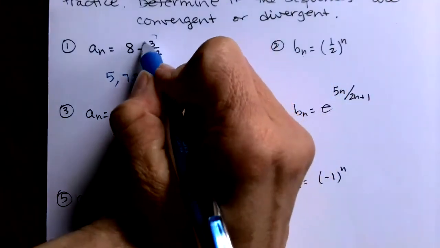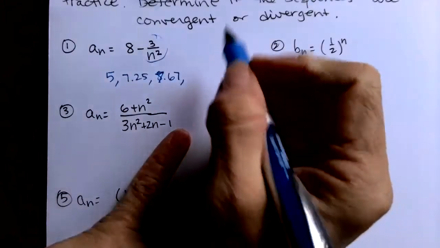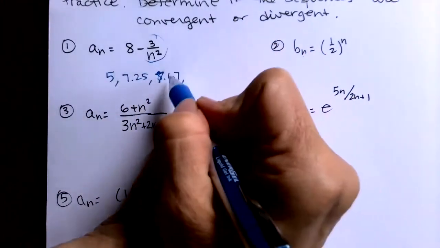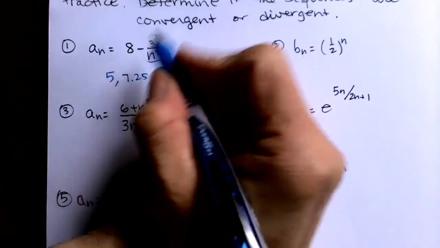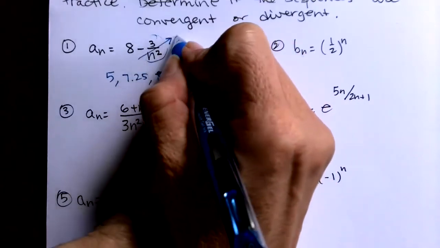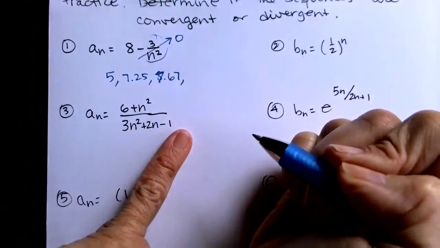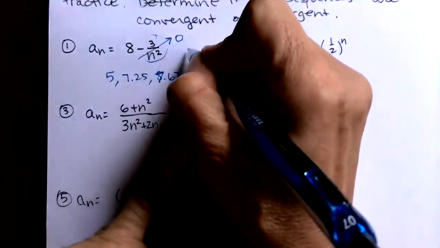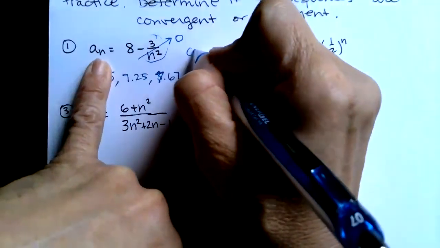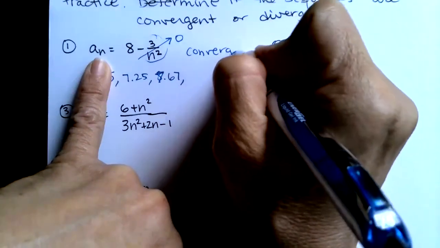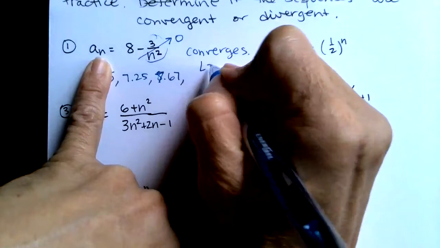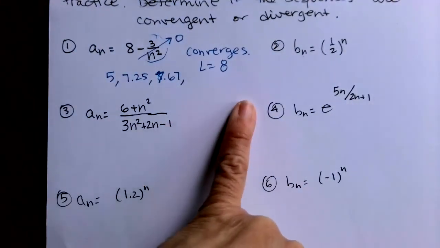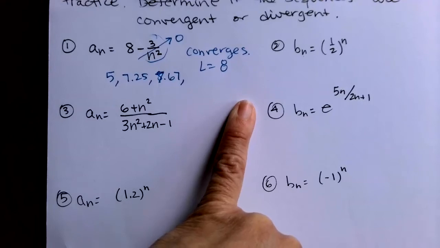So this term right here, this 3 over n squared, as n gets big, that last term is going to start taking less and less away from the 8. So this term is going to go to 0. So we would say that this sequence, this sequence of a sub n converges, and its limit is 8. If I kept writing out those terms, they would head towards 8.